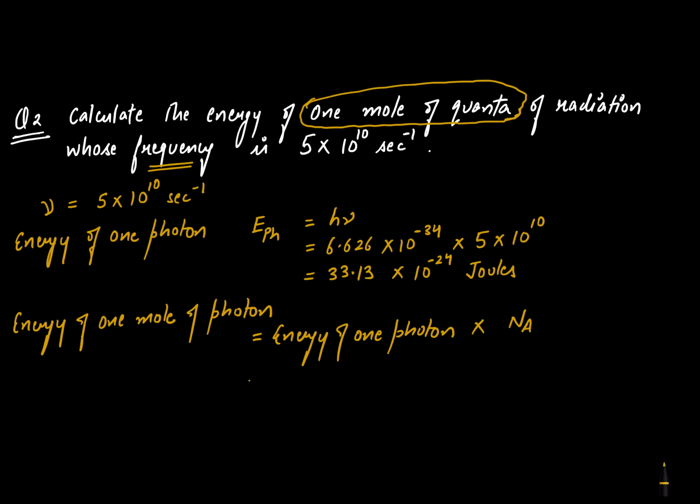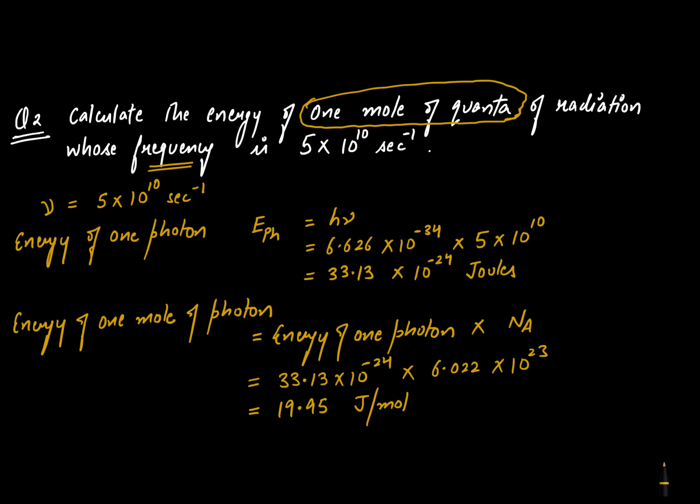So what's the energy of 1 photon that we have calculated? It is 33.13 into 10 to the power minus 24. The Avogadro constant is 6.022 into 10 to the power 23. So this value comes out to be 19.95 joules per mole.